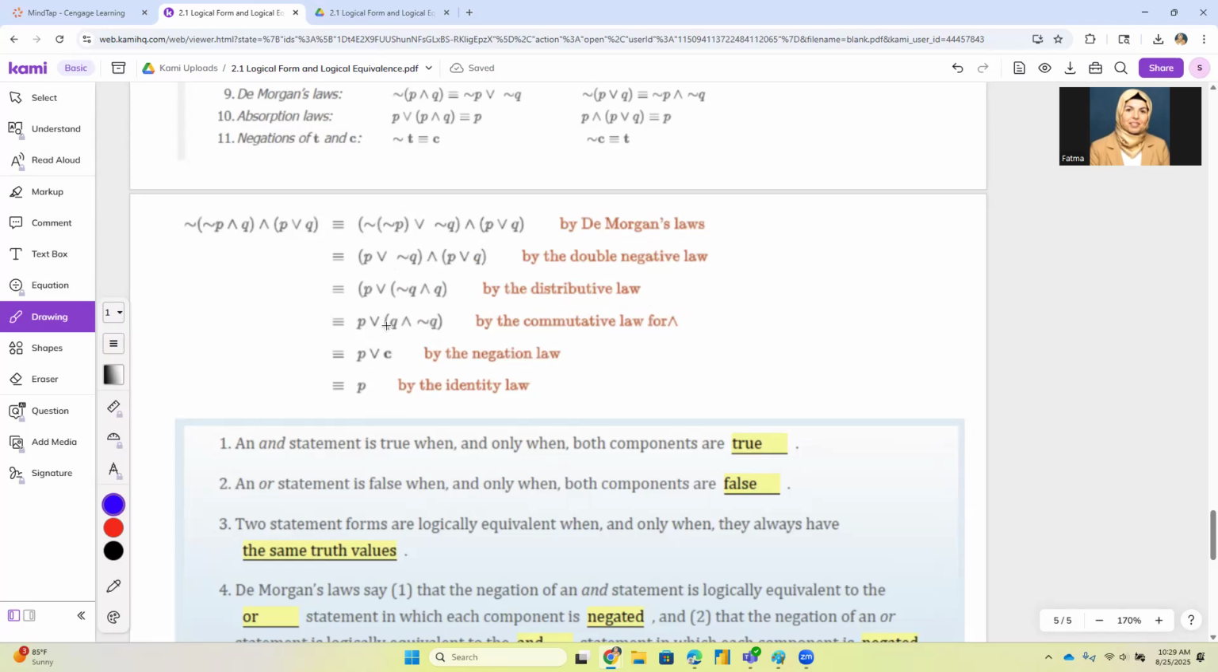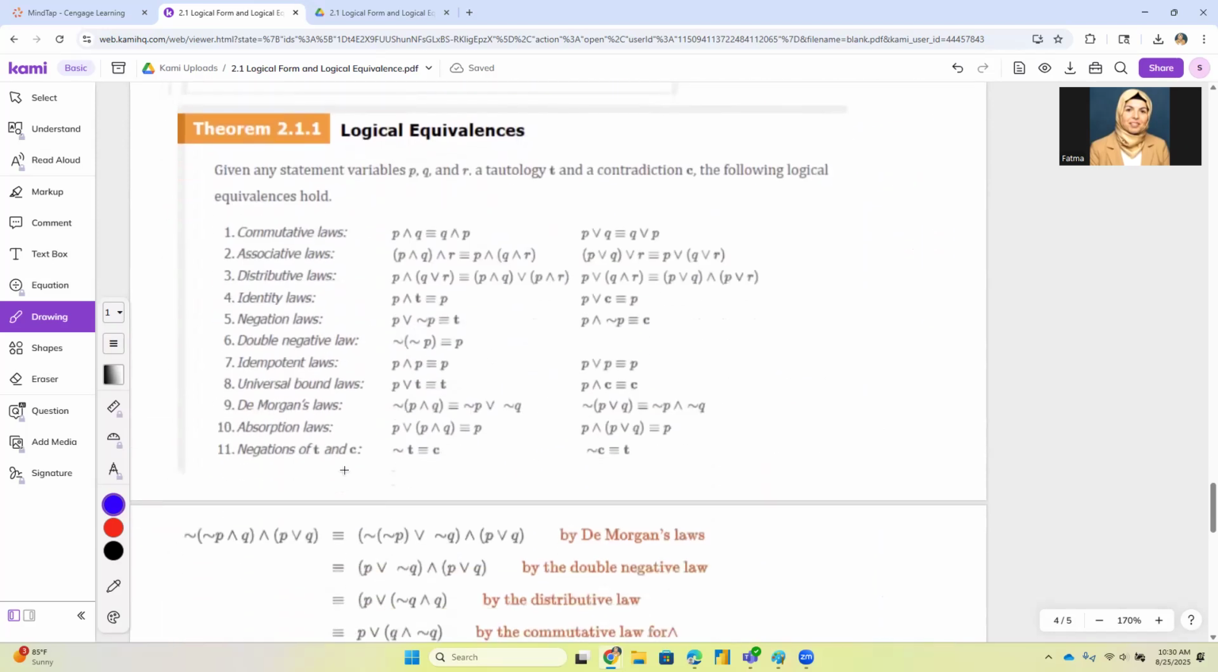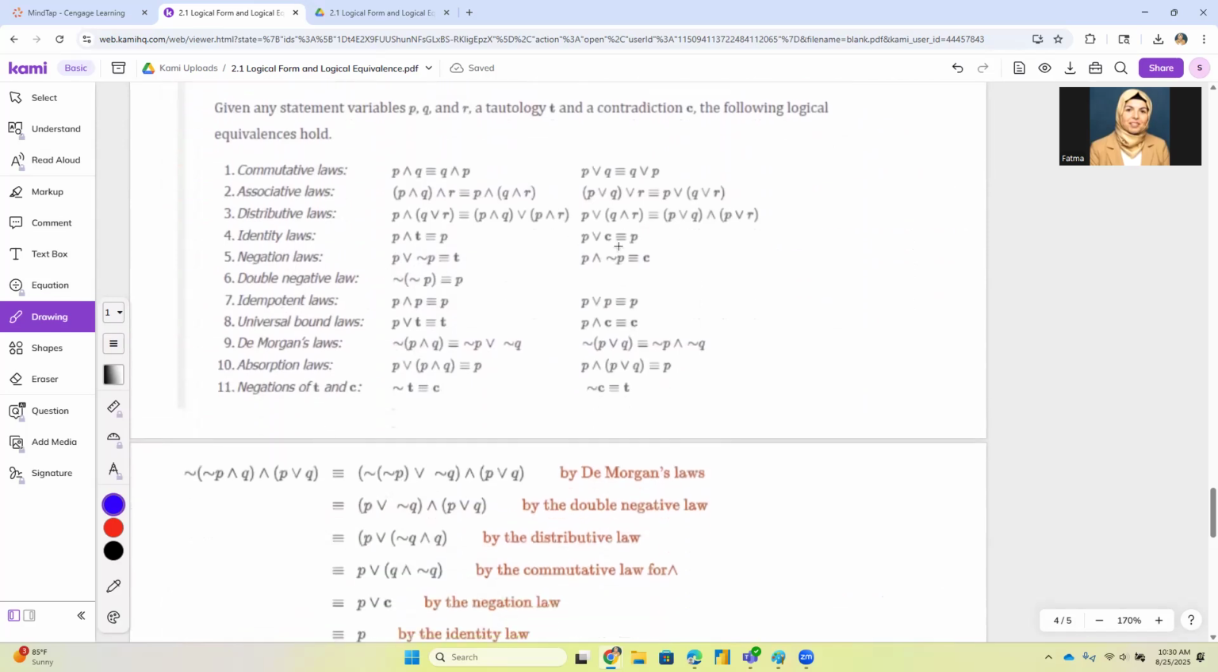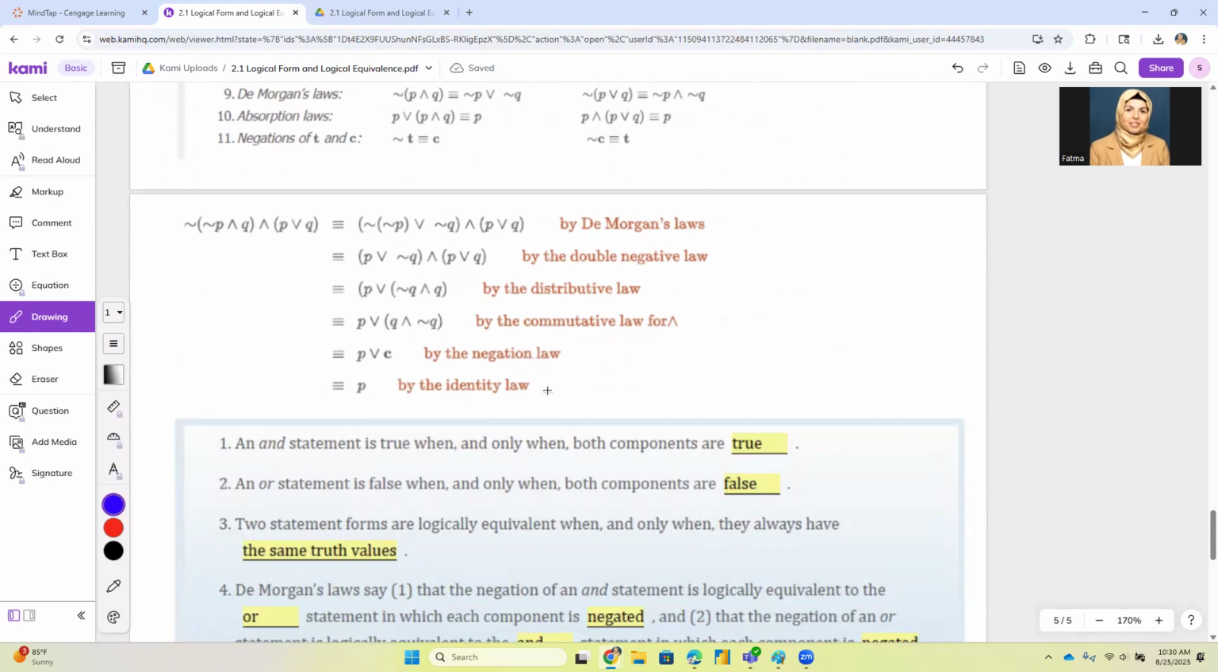And then we keep the P and OR part the same. Q and not Q will always contradict. So this is the negation law for AND. So this will give us a contradiction. Now what we have is P or contradiction, which will be just P, because for the OR statement, it's an identity law. If you look at the table, the identity law is given as: when you have P or a contradiction, you just get P by the identity law.